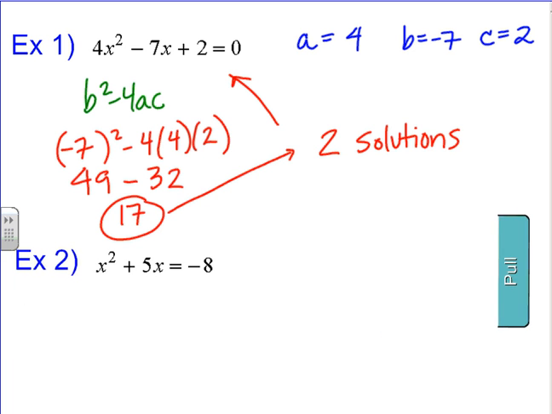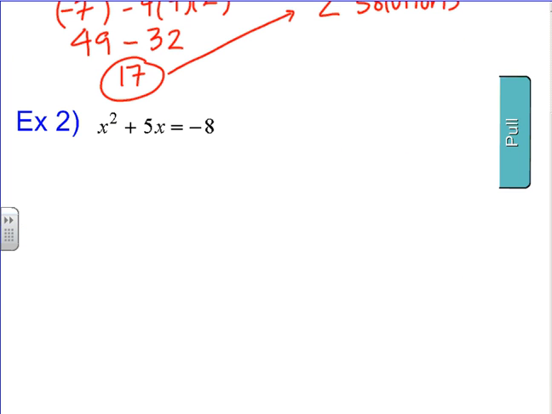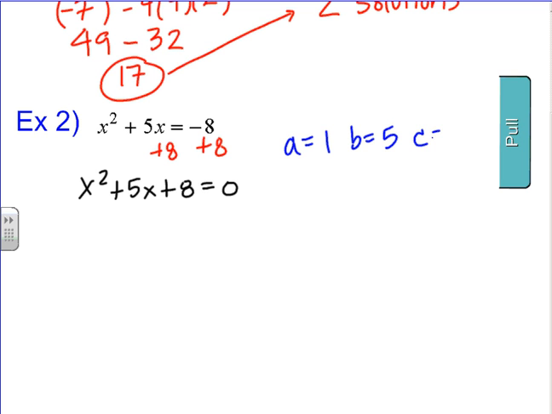Here I have x squared plus 5x equals negative 8. What we'll do here is first we need to get everything on the same side. So let's add 8 to both sides. And that will give us x squared plus 5x plus 8 equals 0. Now based on this, again, we're going to get our a and our b and our c. So a is 1, b is 5, and c equals 8.